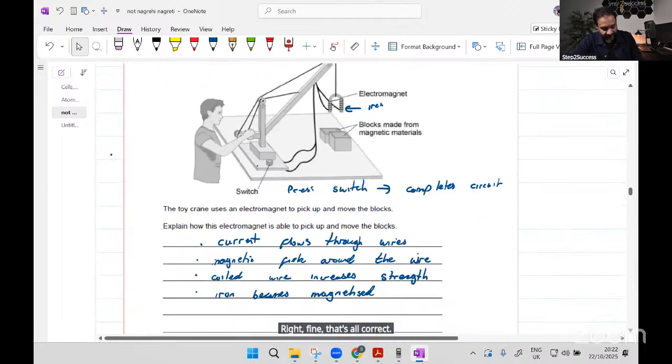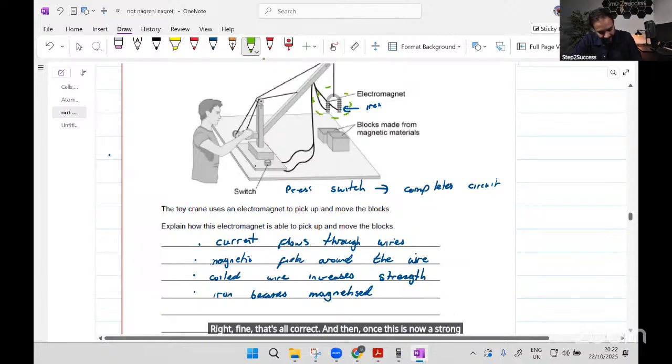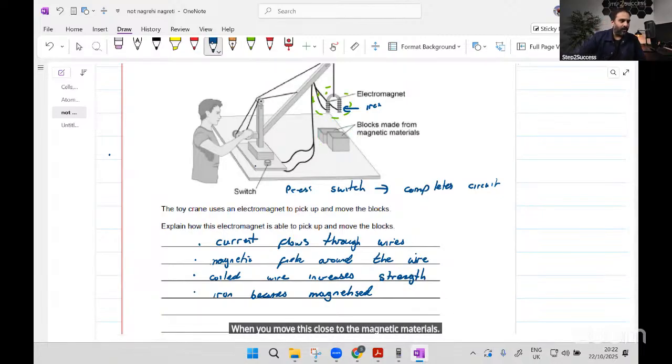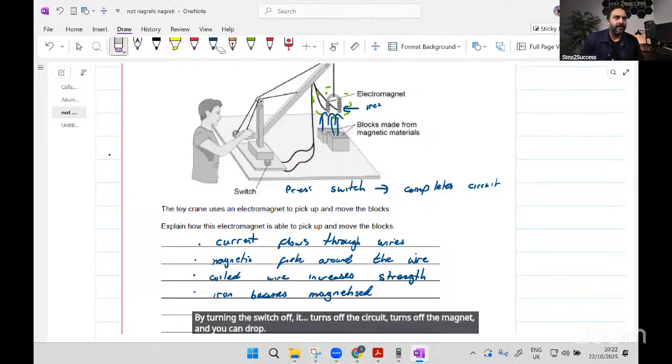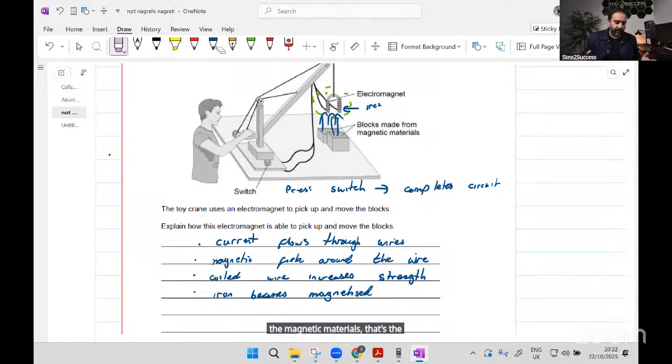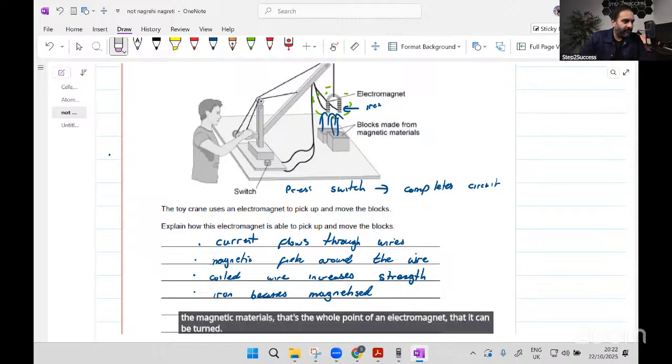And then once this is a strong magnet, when you move it close to magnetic materials, what will happen? You move the electromagnet towards the blocks, and the block will be attracted to the magnet, which allows you to move it around. And crucially, by turning the switch off, it turns off the circuit, turns off the magnet, and you can drop the magnetic materials. That's the whole point of an electromagnet, that it can be turned off. That's important.